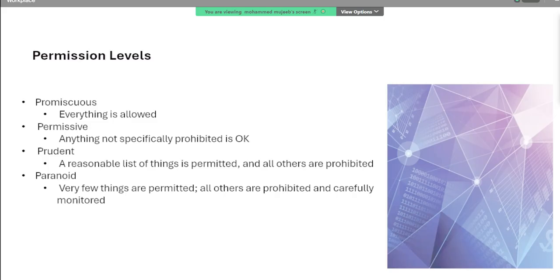So basically, promiscuous is for any publicly available data. Permissive and prudent are mostly used in corporations, and paranoid is mostly used in government services. Especially with defense and all that, they always use the paranoid permissions. Very few things are permitted for an individual to access. All others are prohibited and carefully monitored. So that's how those permission levels are.